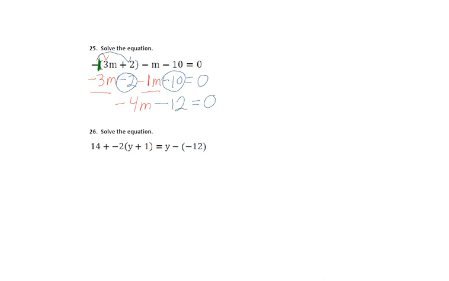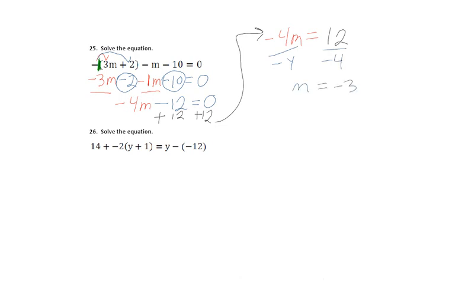At this point, the next step is to make sure all the letters are on the left side and all the numbers are on the right side. There's only one letter and it is on the left side, so that's good. But now I would like for negative 12 to move over. And to do that, I would do plus 12. Let me continue over here. So what happens is this becomes negative 4m equals positive 12. And finally, the last step is to divide. Divide by negative 4. So m equals negative 3.